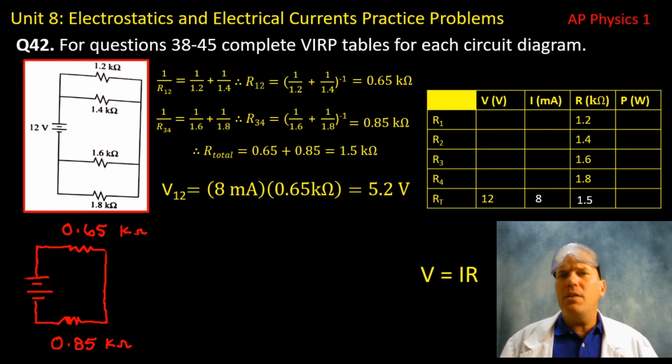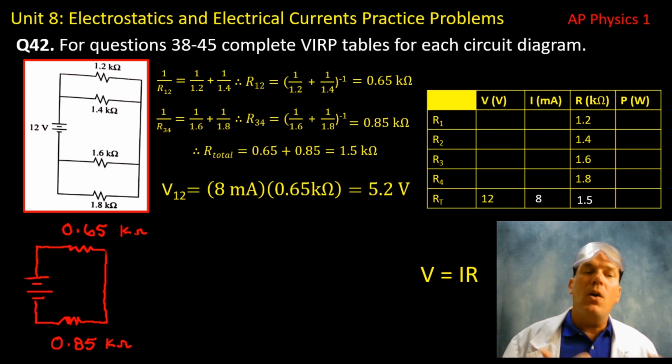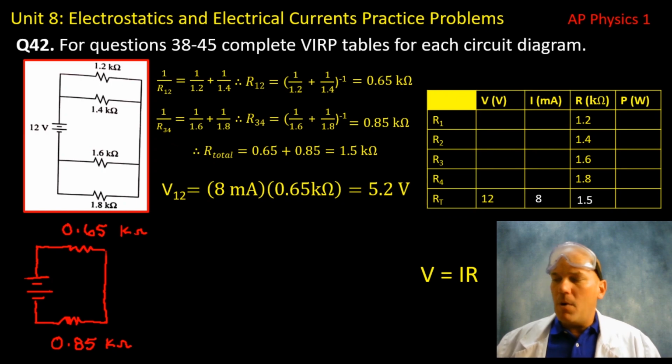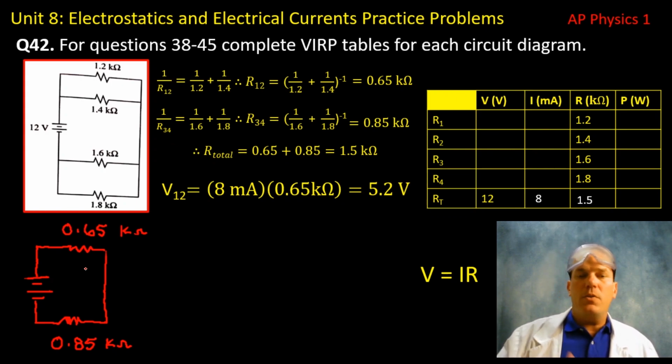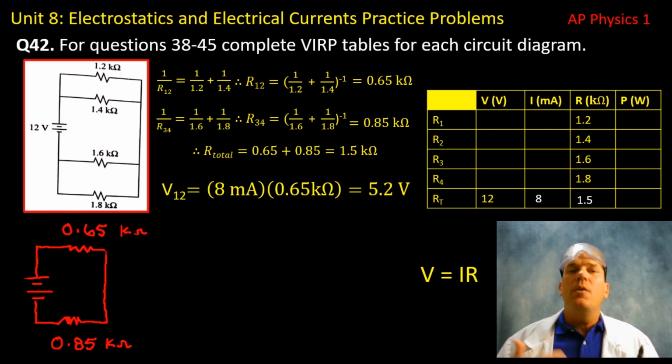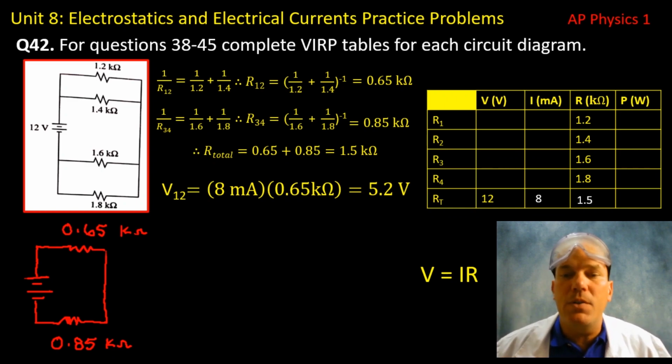So we're going to look at the voltage drop or potential difference across R12. Remember, R12 is this guy right here. Okay, so across R12, we can calculate using Ohm's law. We can get the total potential difference to be 5.2 volts.